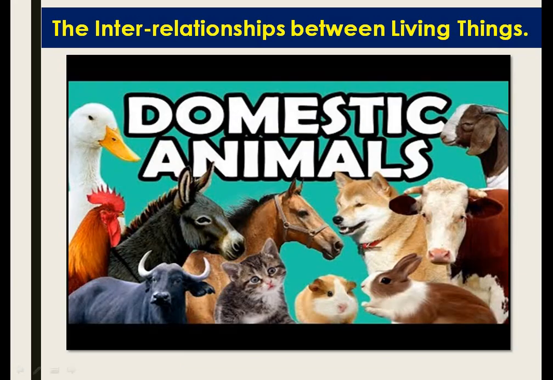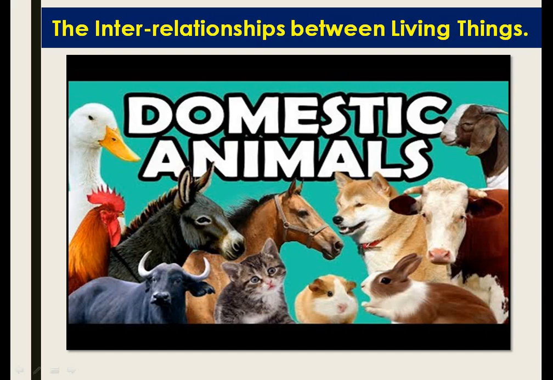Now, look at the animals in the slide. What are they called? Right, they are domestic animals. Domestic animals help us to satisfy our needs. They become dear to us. We look after them well. We feed them. We take them to a vet. Do you know who is a vet? He is an animal doctor.